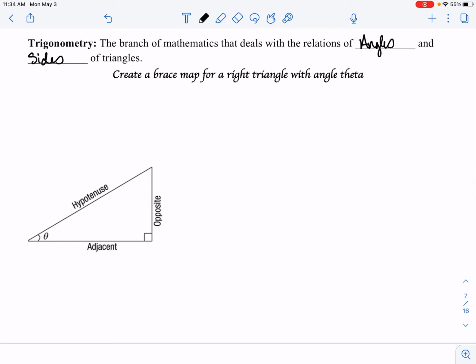Also in trigonometry, we will have this new variable. This new variable is the angle theta. Theta, again, is a variable. It looks like a 0 with a dash through it. It's just a placeholder for an angle.